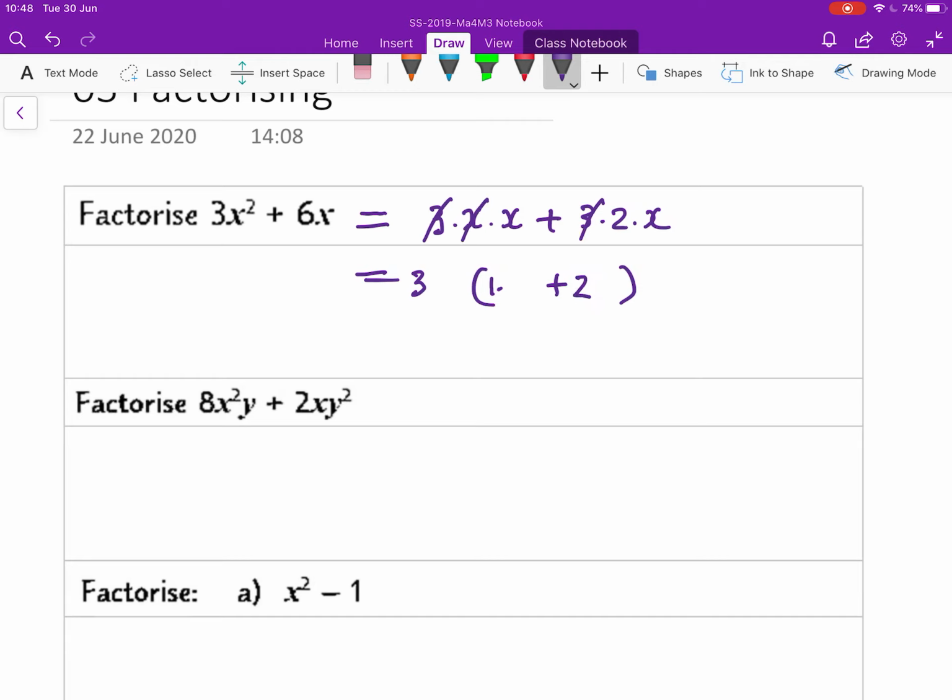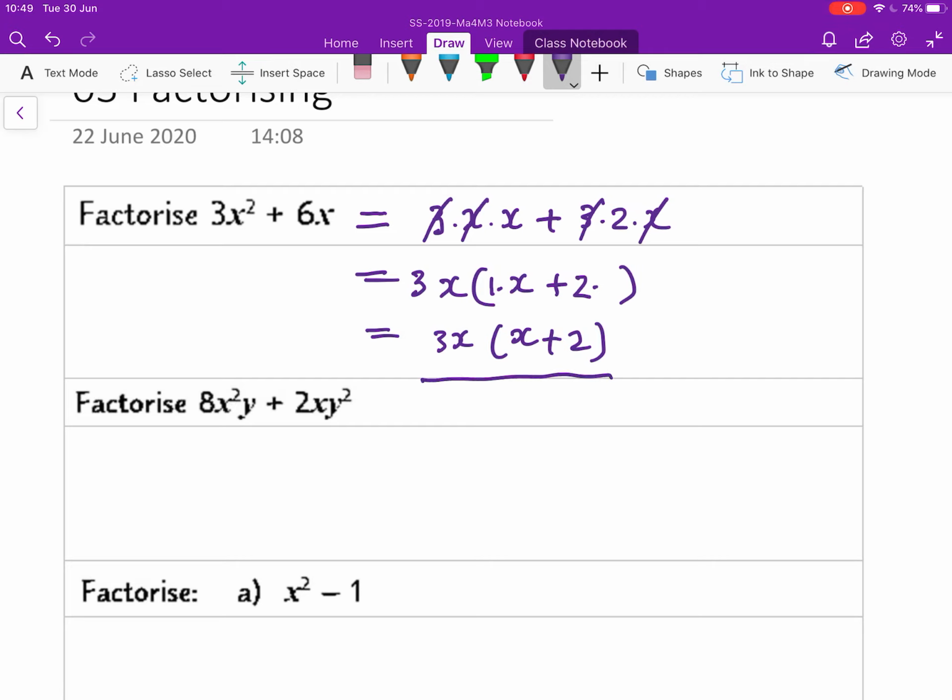And then I can also factorize x. So factorize x there. So in the first bracket, I'm left with x. The second bracket, I'm left with just the 2 because x has been factorized. So rewrite this. This is 3x multiplied by x plus 2.